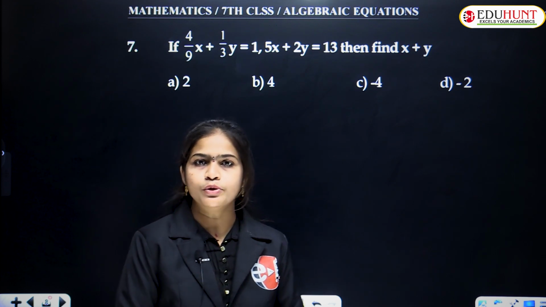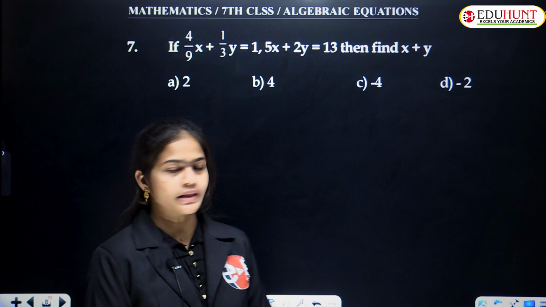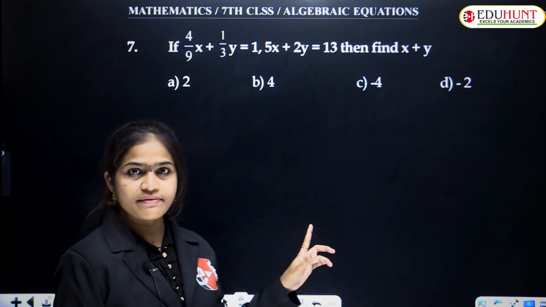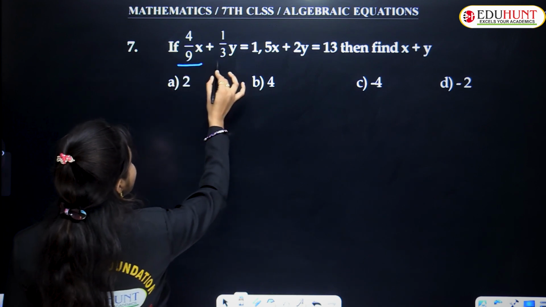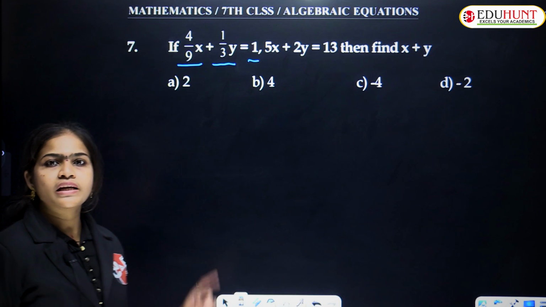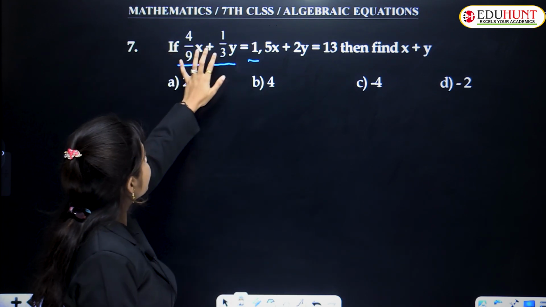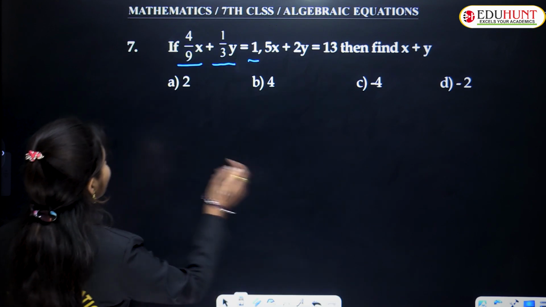So, children, up to now we discussed up to 6 questions from that worksheet 2A. Okay. So, here are the leftover questions. Here the 7th question is: if 4 by 9x plus 1 by 3y is equal to 1. Okay. So, here one of the equations, what is that? Here 4 by 9x plus 1 by 3y which is equal to 1. So, that is the first equation.